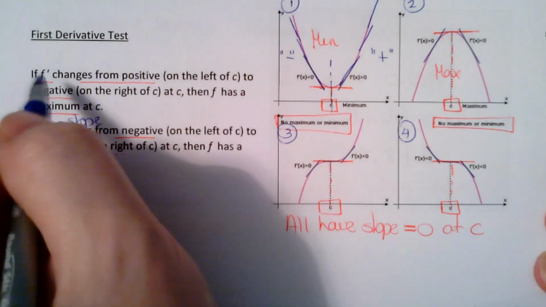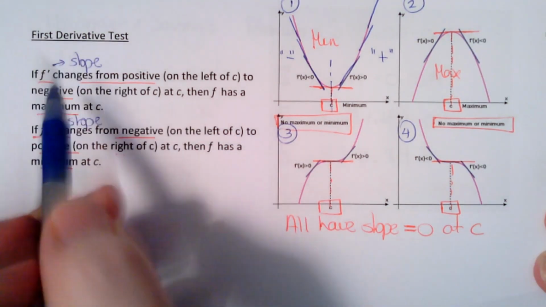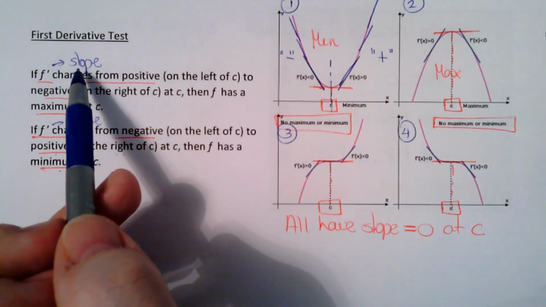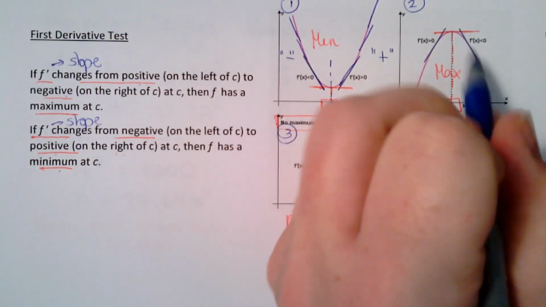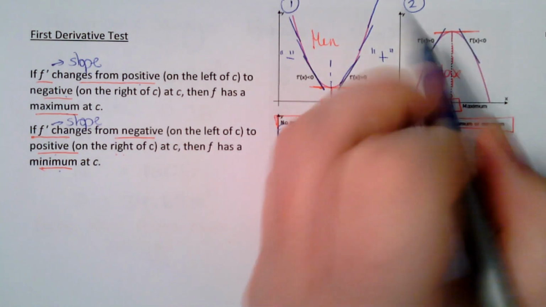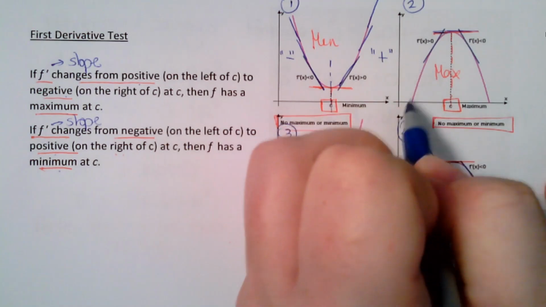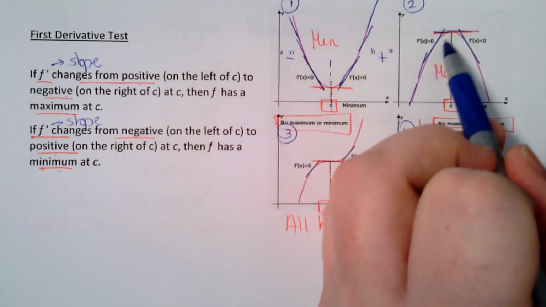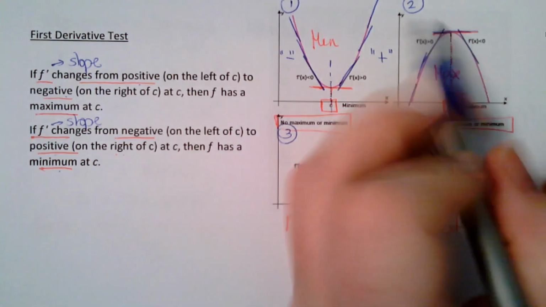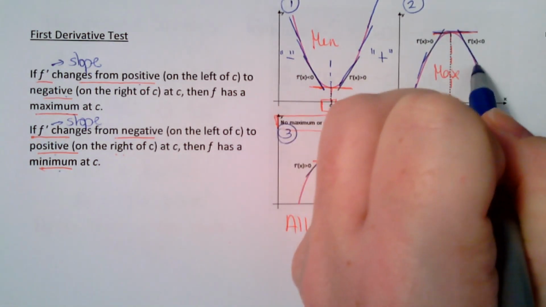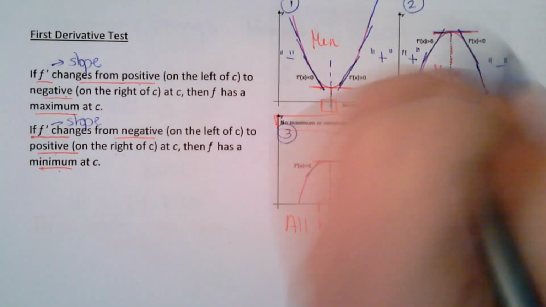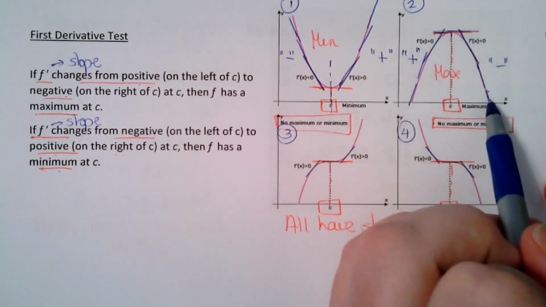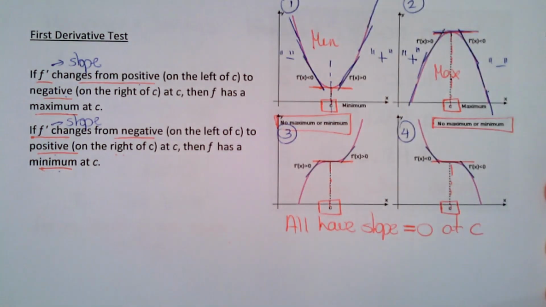The opposite is true as well. If f prime, your derivative, which means your slope, changes from positive to negative, you have a maximum. So in the upside down frown parabola, the one where we have a maximum, the slope is going to be positive all on the left side of your answer. And as soon as you go to the right side, you start getting negative slopes. So when you go from positive to negative, you get a maximum. That's how the test works.